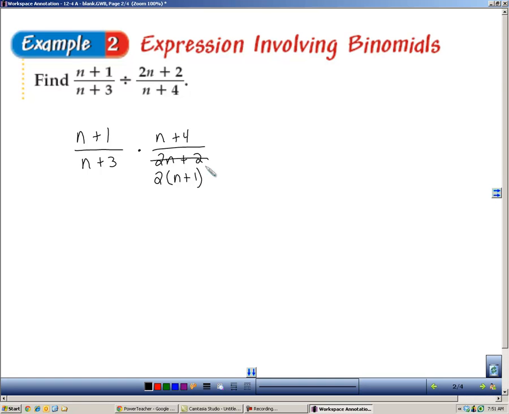And now you should be able to factor by groups. I see an n plus 1 on the bottom, n plus 1 on the top. I don't see anything else that factors, however. So we'll have an n plus 4 on the top, and then we usually write the 2 in front of the n plus 3. And that's all that we can do to factor that one.